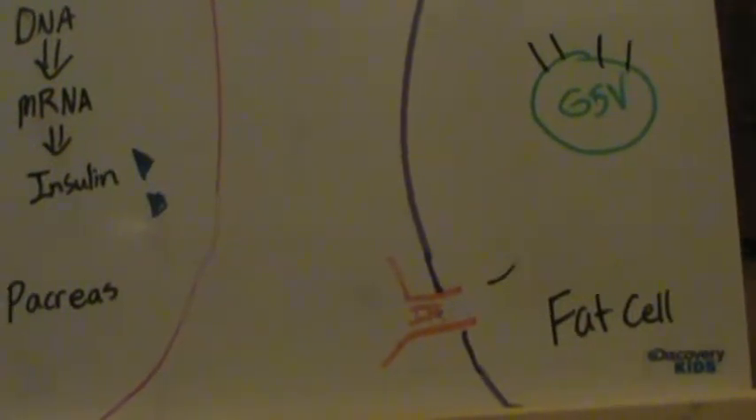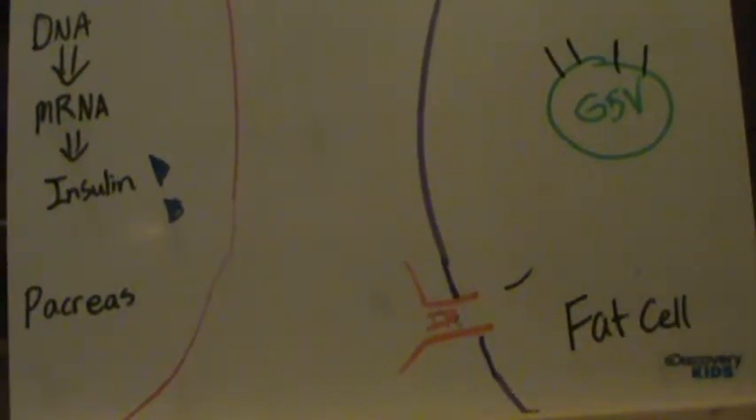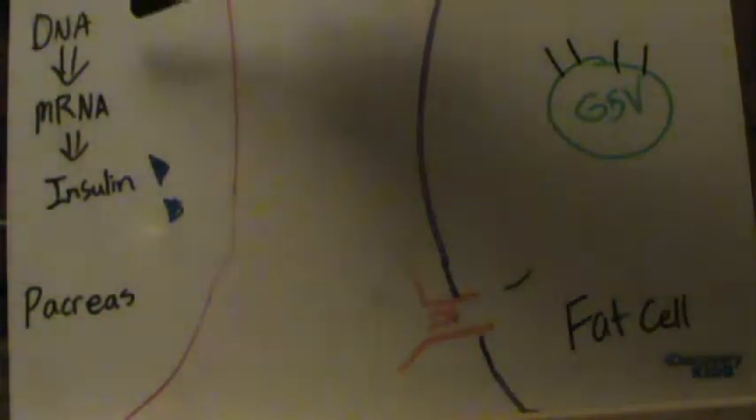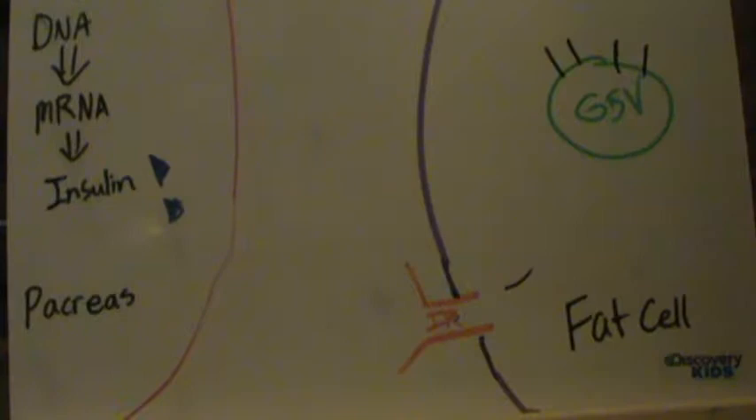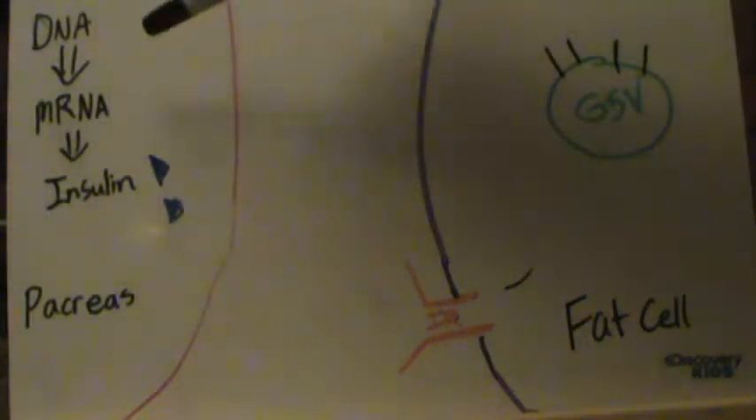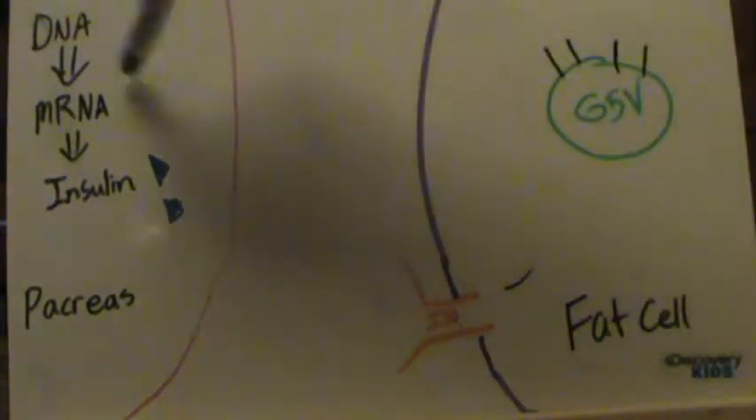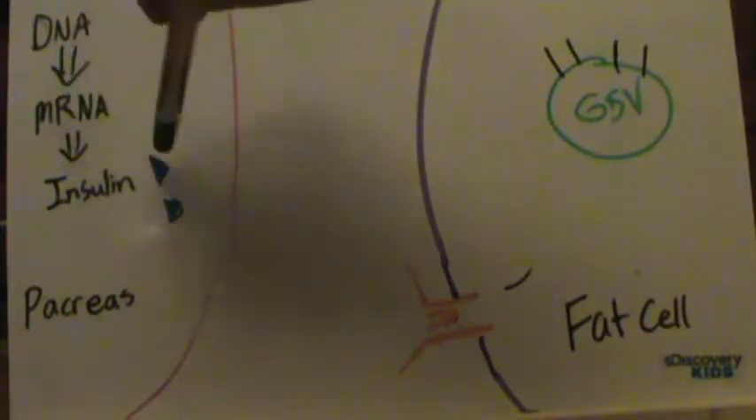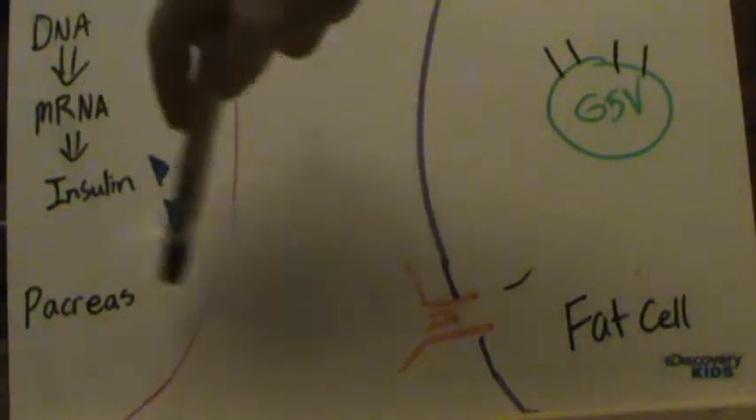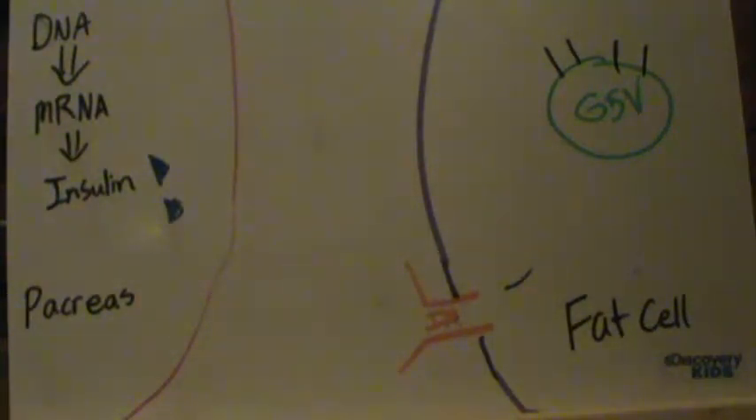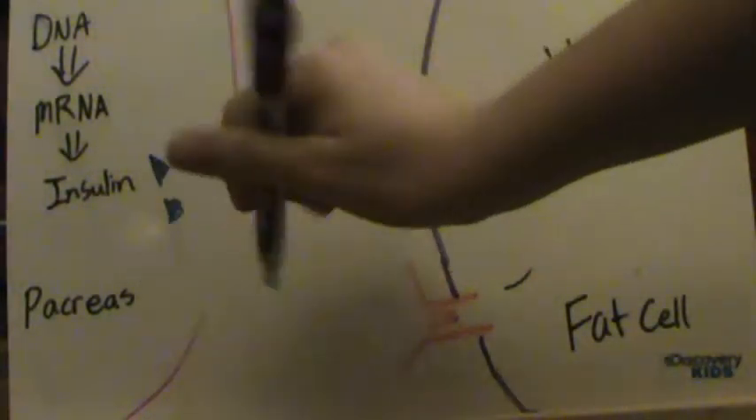In this little snippet, I will be talking about what is going on in someone's cells when they are diagnosed with type 2 diabetes. But before we talk about type 2 diabetes, I'm going to talk about the normal process. So, DNA in the pancreas, DNA is transcribed into mRNA, which is then translated into insulin. And insulin is going to be the blue triangles. Insulin is then released into the bloodstream.